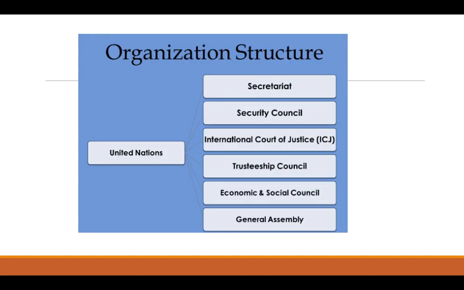The United Nations, at the beginning, when it was just set up in 1945, had the following organizational structure. As you can see, at the top is the Secretariat, and remember to compare it to the League of Nations. The League of Nations also had the Secretariat. Security Council. In the League of Nations, it was called just the Council. International Court of Justice. Trusteeship Council, Economic and Social Council, and General Assembly. So remember, there are 6 bodies of the United Nations, and please remember them.